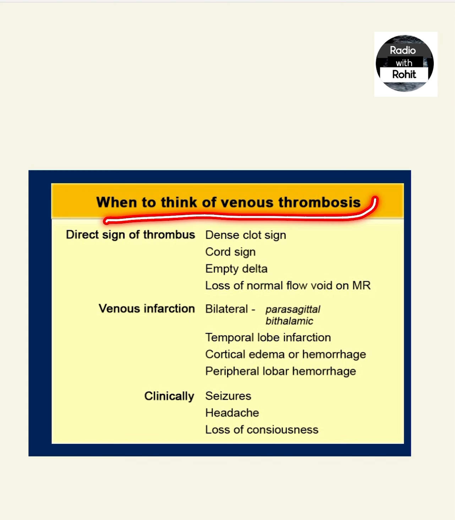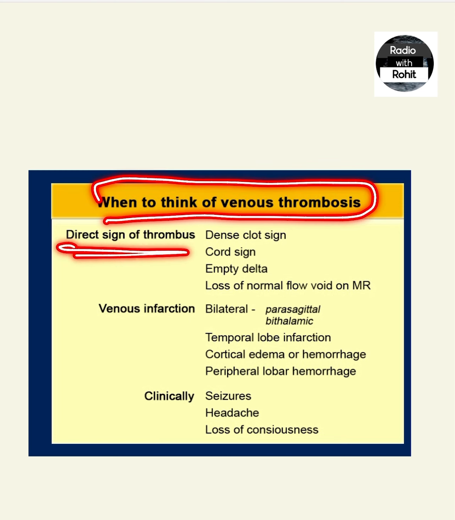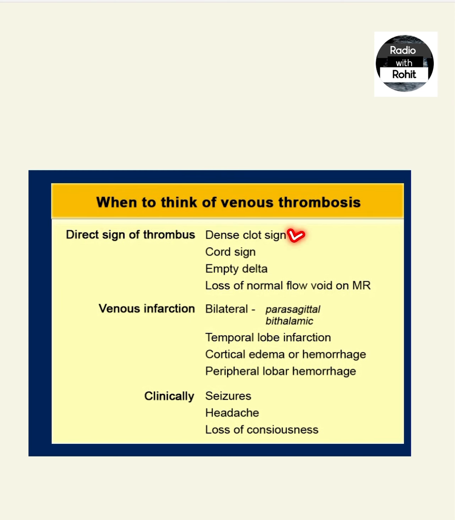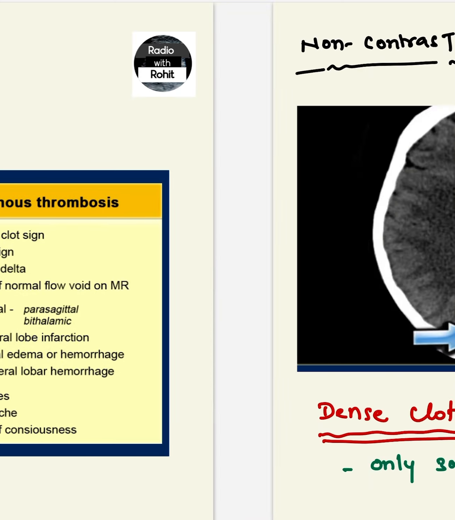So when to think of venous thrombus, we have the direct signs of thrombus. There will be dense clot sign, cord sign, empty delta sign, and loss of normal flow void on MRI. Venous infarction will be mostly bilateral, with temporal lobe infarction, vein of Labbe involvement, cortical edema or hemorrhages, and peripheral lobar hemorrhage.